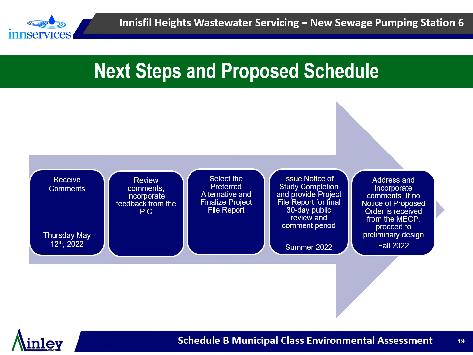Next steps and proposed schedule. This slide summarizes the next steps and timeline to the completion of the Class EA process. Comments on the PIC material will be received by the project team until Thursday, May 12, 2022. Following the receipt of comments, feedback will be incorporated from the PIC. The preferred alternative will be selected and the project file report will be finalized. The notice of completion will then be issued in summer 2022. It will identify the preferred solution along with initiating the start of the 30-day public review period.